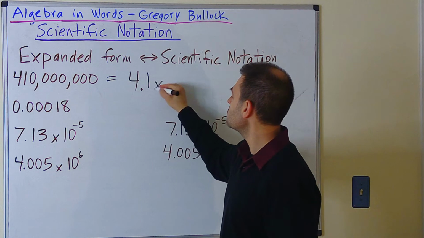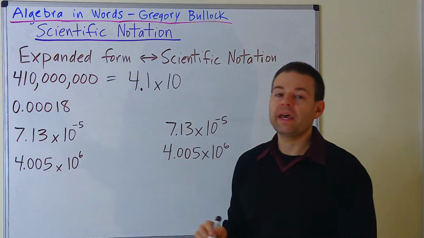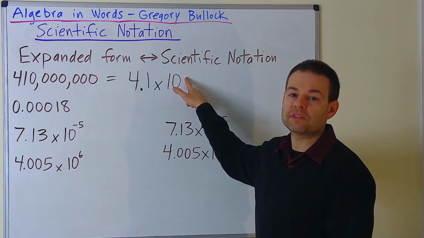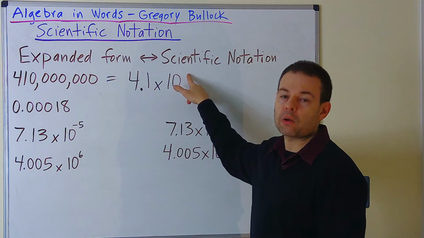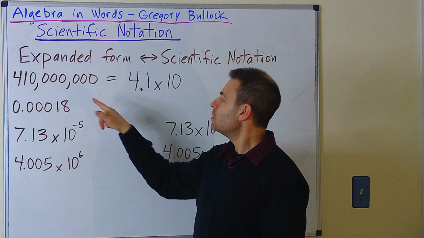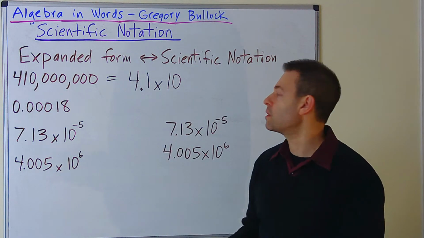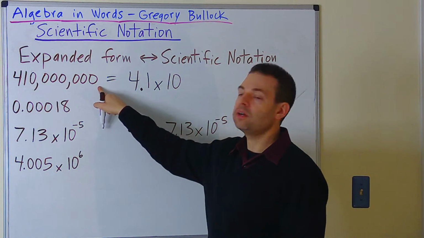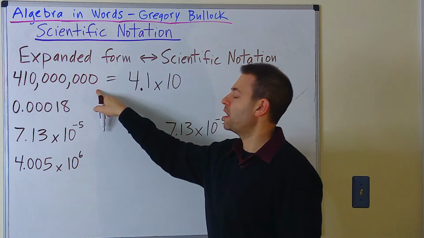Then you write times 10, and the next and last piece to this is what exponent goes to the power of 10. And the way that you're going to do that is just like this. Take your pencil or your marker and put it where the decimal place is in expanded form.